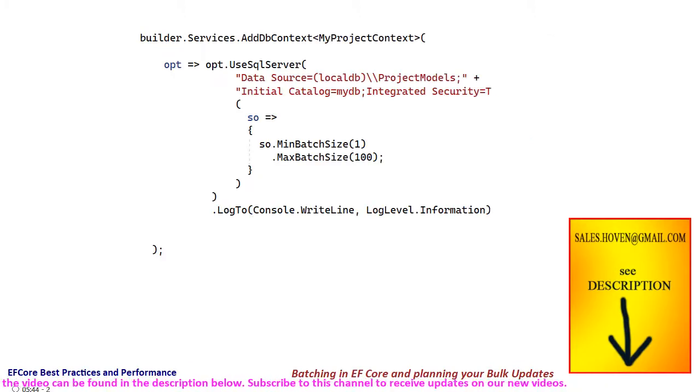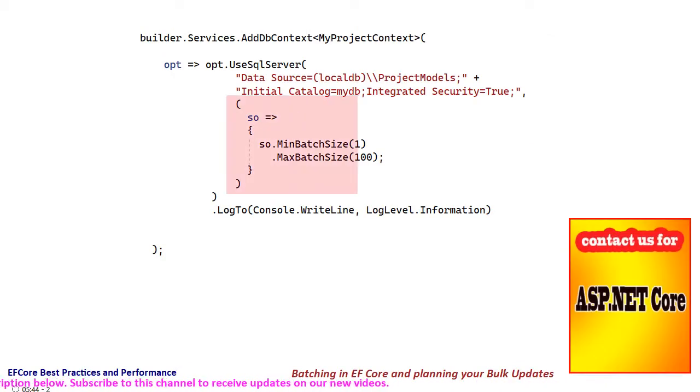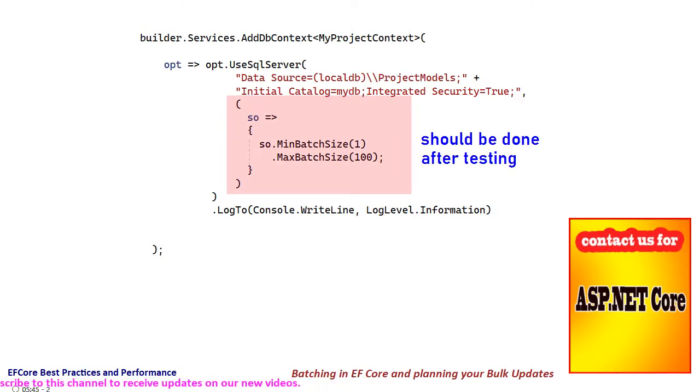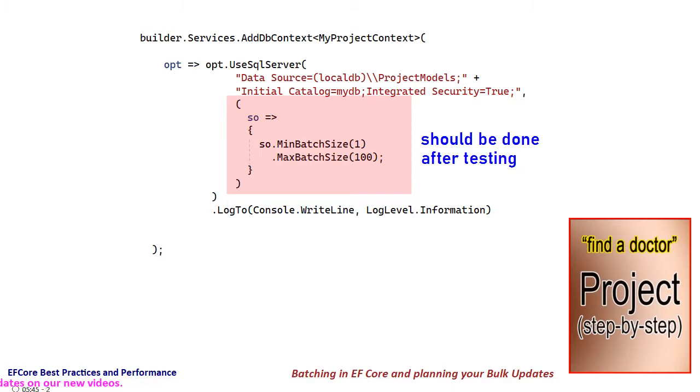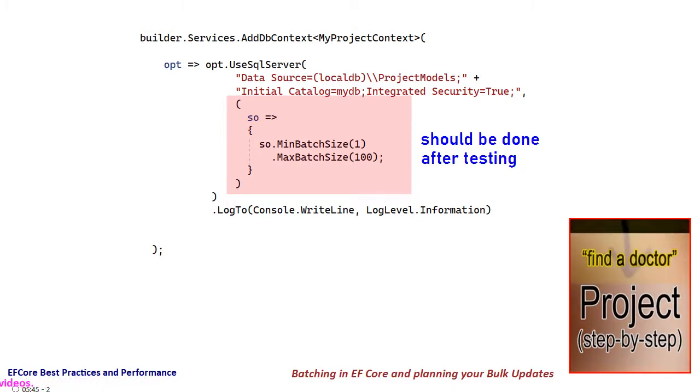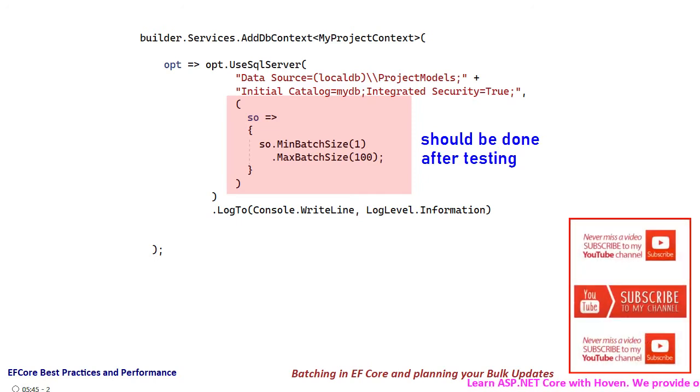Consider the code shown here. In this code of AddDbContext, we have set minimum and maximum batch sizes. But the EFCore team recommends that this tweaking should be done on the basis of extensive testing and benchmarking. It is better left to the default values, but it is always there when you need it.